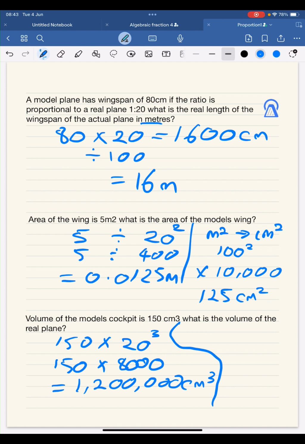Similar to the previous one, let's convert this into a more rational value. Let's convert this into meters cubed. If we're going to go from centimeters cubed to meters cubed, we're going to use a scale factor of 100 still, but because we're talking about volumes, we're going to cube that. So we're going to do 100 cubed. 100 times 100 times 100 is in fact 1,000,000. So we're going to divide our answer by 1,000,000. And that should then convert our answer to 1.2 meters cubed. A very small cockpit indeed.